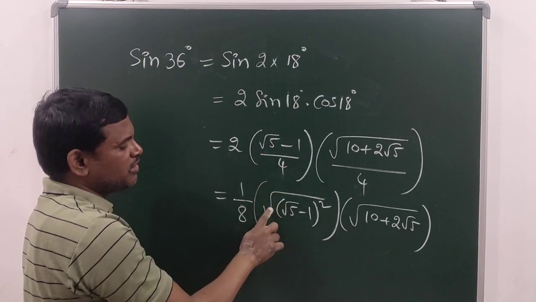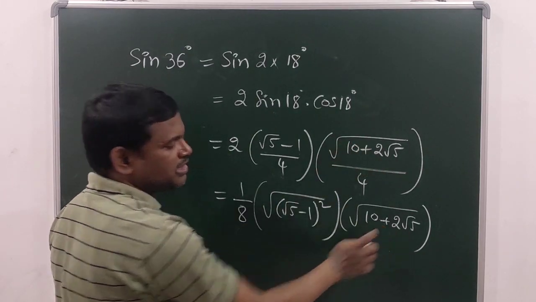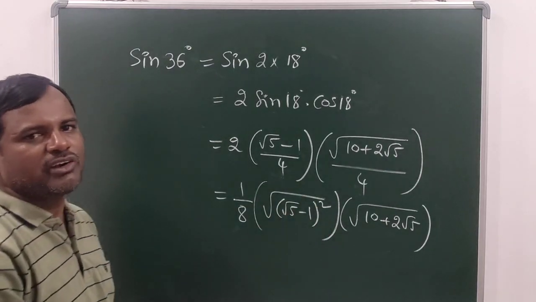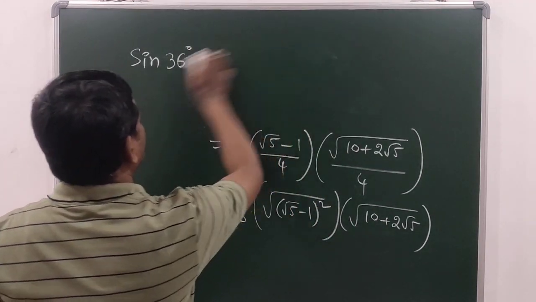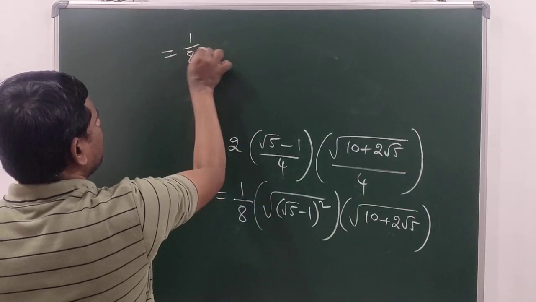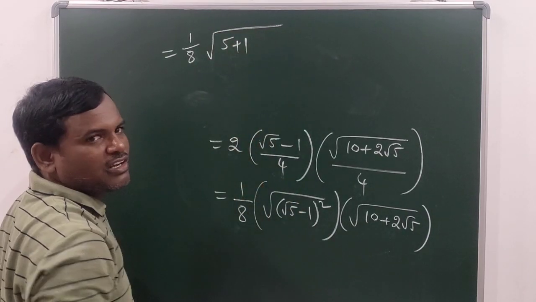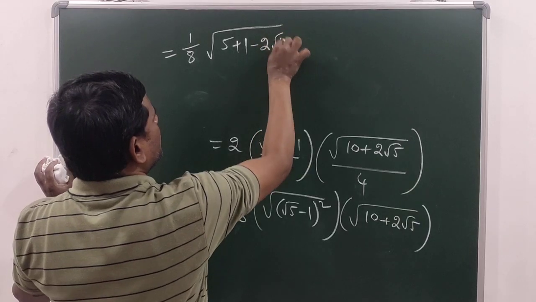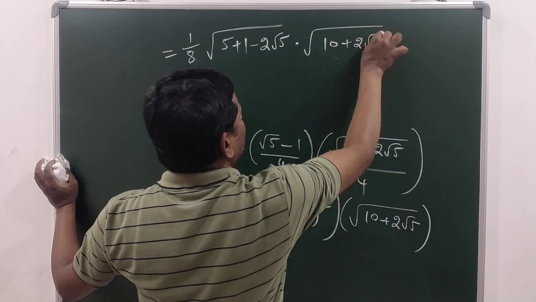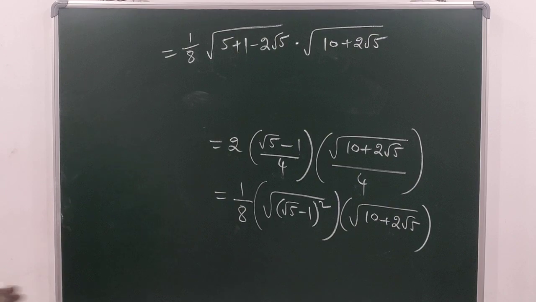So this square root 5 minus 1, I kept as square root 5 minus 1 whole square. This one I wrote as it is. Now inside the square root it looks like a minus b whole square, no? Now expand by the a minus b whole square formula. So here 1 by 8 under the square root, a square means 5, b square means 1, minus 2ab, 2 root 5, into square root of 10 plus 2 root 5. Here after, what do you get?